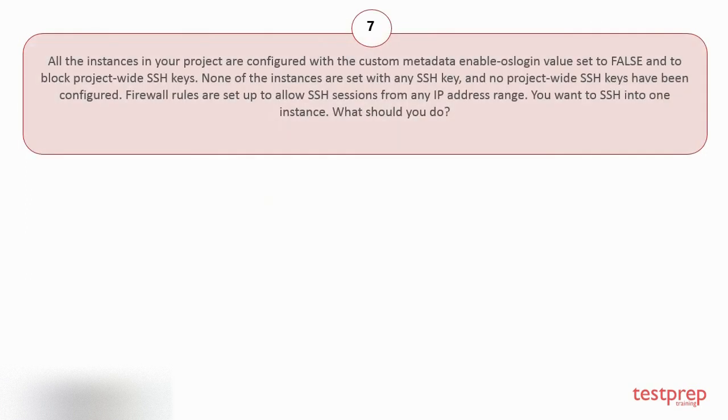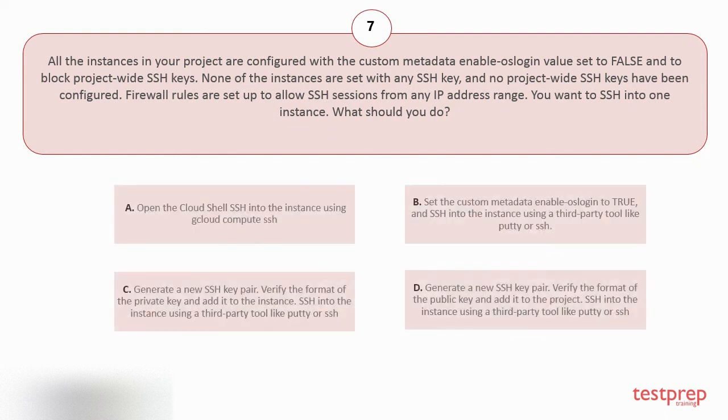Question number 7. All the instances in your project are configured with the custom metadata enable-oslogin values set to false and to block project-wide SSH keys. None of the instances are set with any SSH key, and no project-wide SSH keys have been configured. Firewall rules are set up to allow SSH sessions from any IP address. You want to SSH into one instance. What should you do? Your options are: A. Open the Cloud Shell, SSH into the instance using gcloud compute ssh.